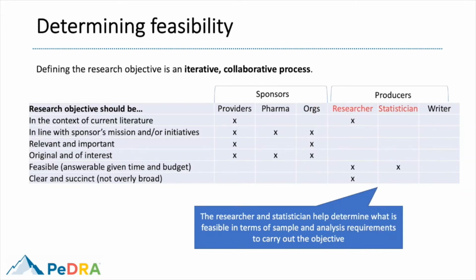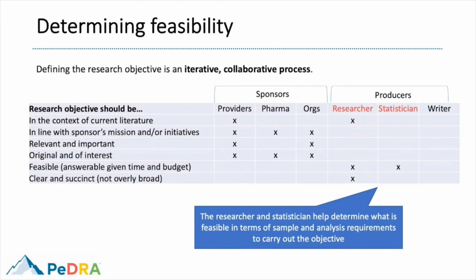It's the researcher and the person running the stats, and who might be more involved in actually producing the research. Much of this falls on the researcher, and that might be you in this case. When it comes to writing the objective, it's really the researcher and the person running the stats to determine what is feasible in terms of sample and analysis requirements.